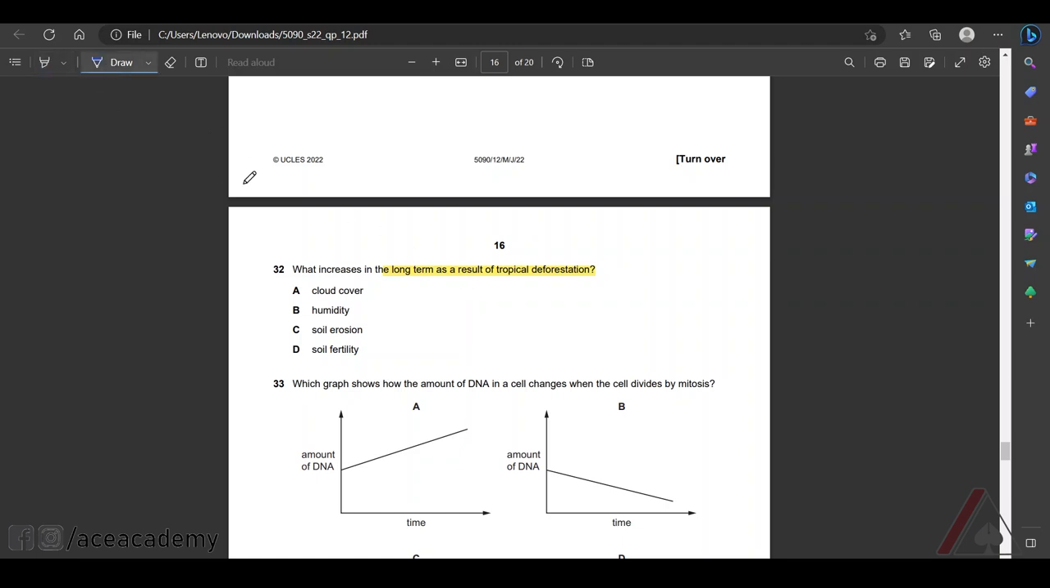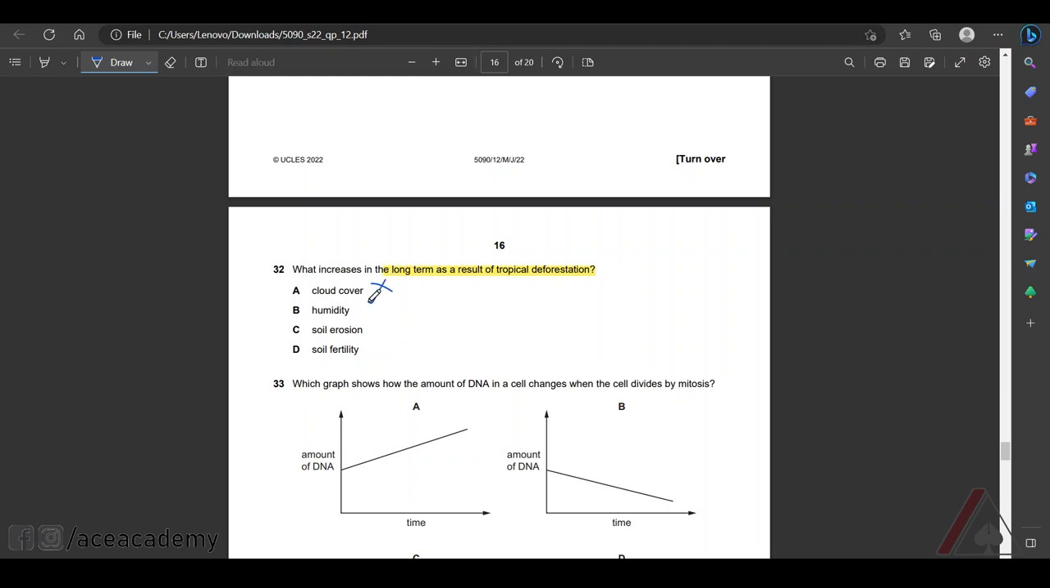Now, the reason why I think this is wrong is because of deforestation, there are fewer trees available, so there's less transpiration and less water vapor is present in air. And since we know that clouds are mainly composed of these water droplets, the amount of clouds would decrease and cloud cover would also decrease. Hence, A is not our answer.